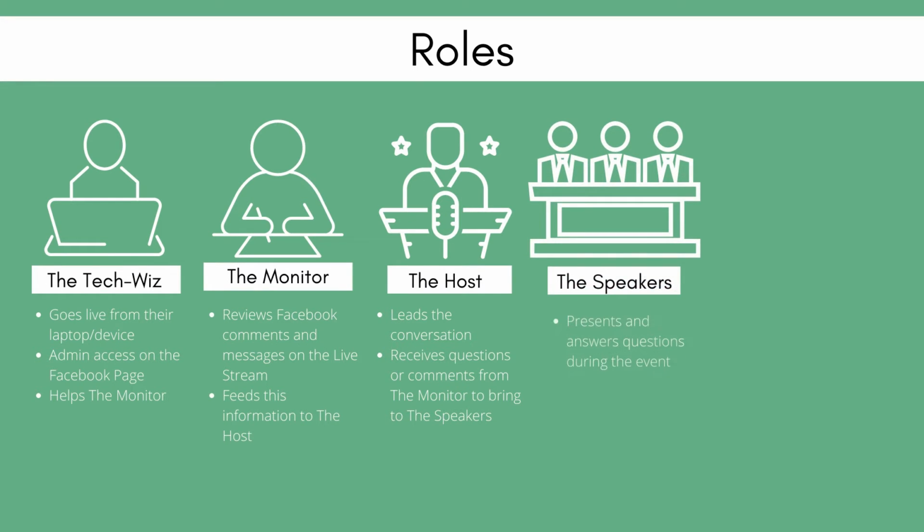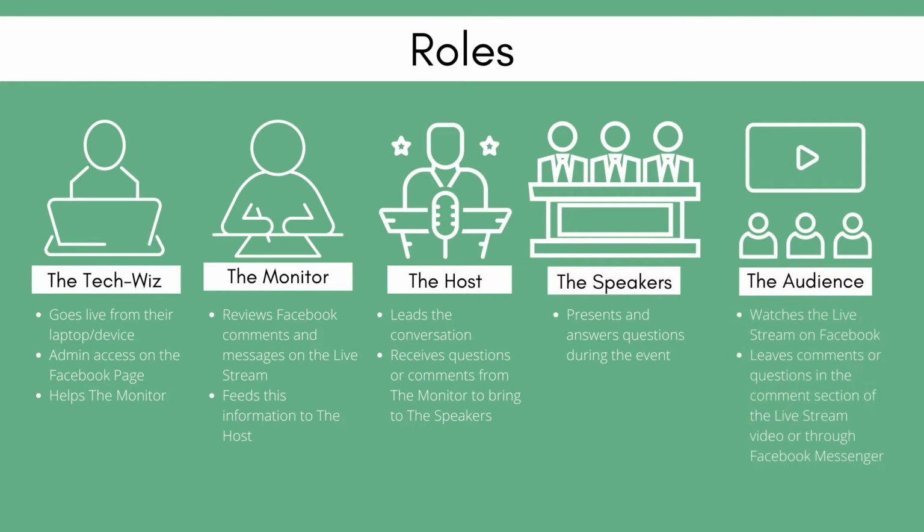The next role is the speakers. So these are people that will also be presenting or speaking during the event alongside the host. If you can, make sure those that will need to be actively involved in the meeting conversations do not have to focus on other moving pieces. So this includes ensuring the live stream is maintained or reviewing comments left on the stream. Make sure that they are just there for their responsibility to present or speak. The last role is the audience. So this is anyone that is tuning into your live stream.